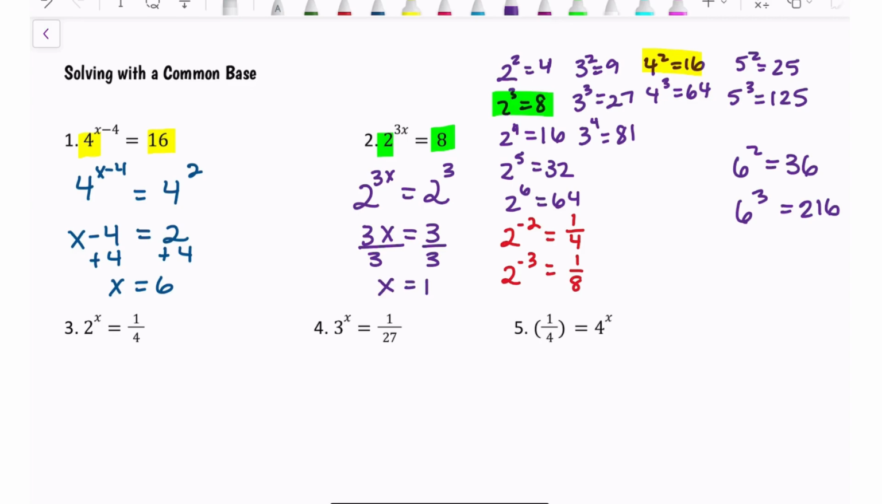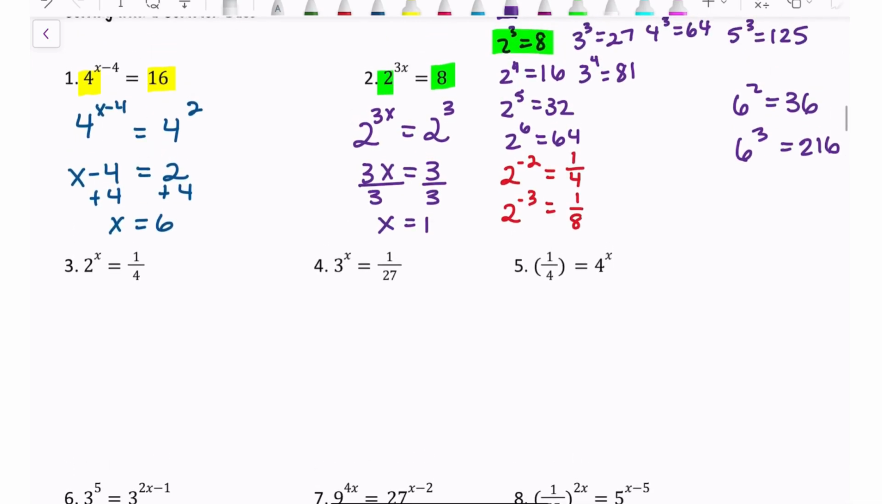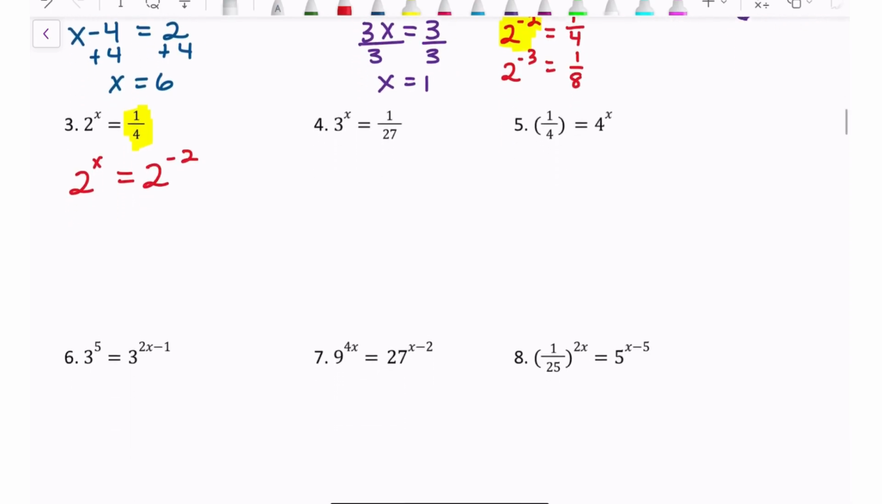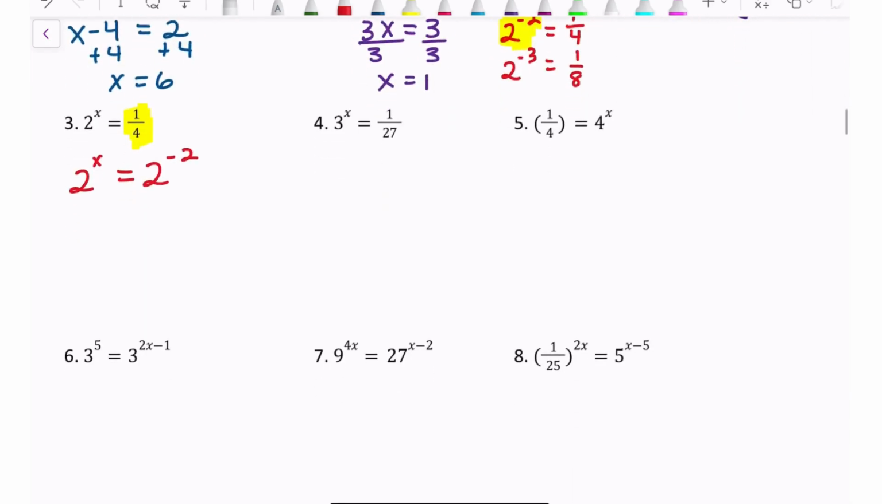All right, a little bit harder when we get to number 3 here. I have 2 to the x is 1 over 4. Well, remember, negative exponents do this. So if I change 1 over 4 to be 2 to the negative 2, I have 2 to the x is equal to 2 to the negative 2. That's how I can rewrite 1/4. And so then I drop the bases, and x is negative 2.